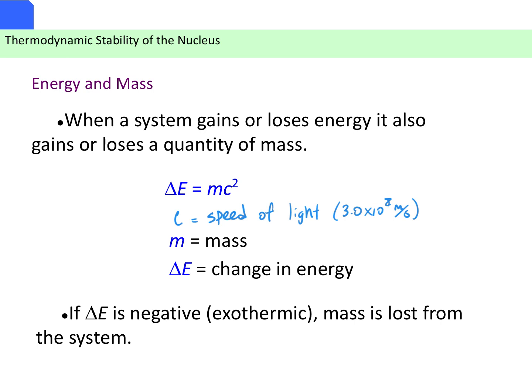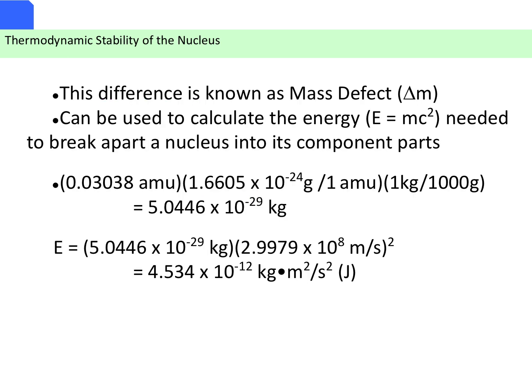And if you remember that number from the last slide, 0.0308 or something, that's the amount of AMUs. The mass is really small, but when multiplied by the speed of light squared, this energy value becomes very big very quickly. I'm going to show you an example of those calculations on the next slide. This difference between the nucleons and the actual particle itself is known as mass defect and can be used to calculate the energy needed to break apart a nucleus into its component parts. In other words, it can also be used to determine the stability of a nucleus.